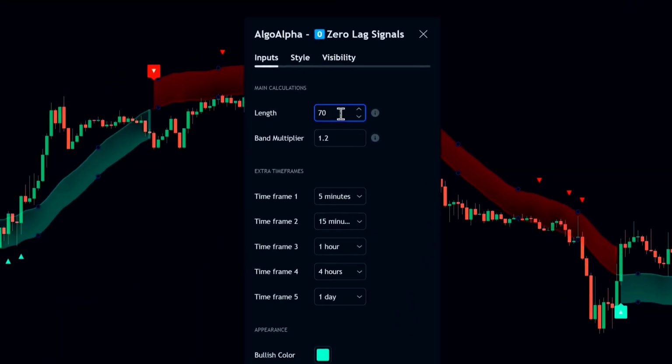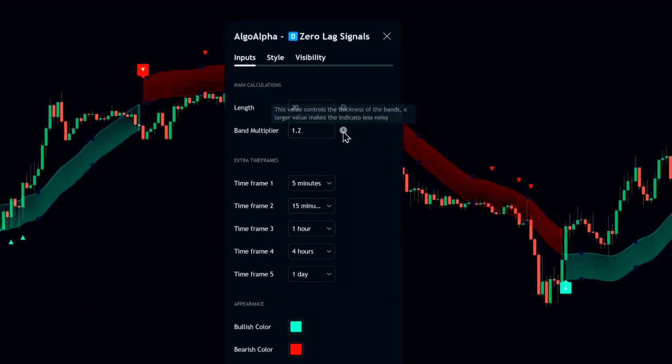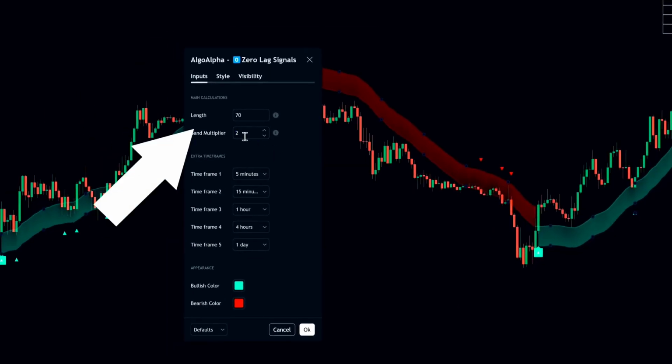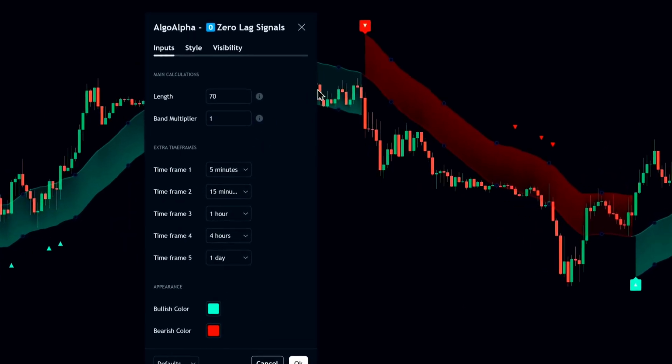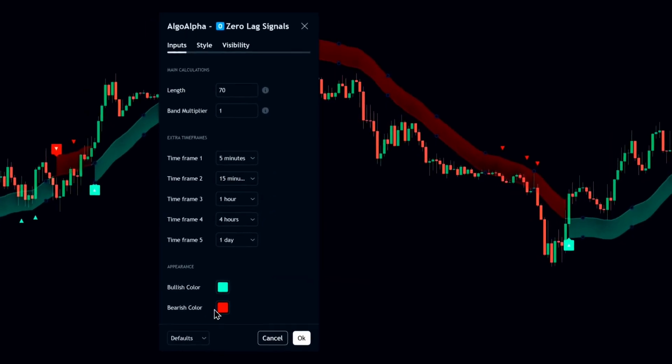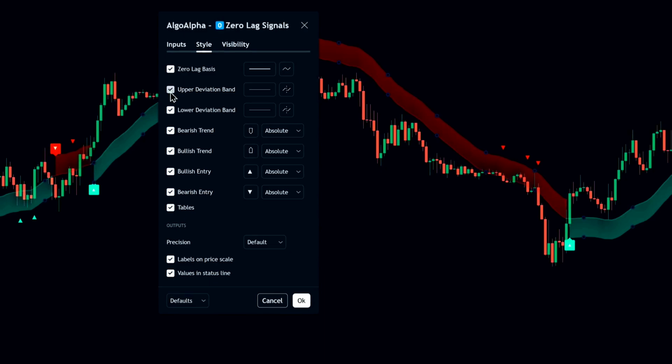You can also adjust settings like the band multiplier, which changes the width of the green and red bands. Wider bands reduce noise, while narrower bands generate more signals, perfect for scalping. You can even tweak the colors in the settings. For this video, I'll leave everything at the default values.